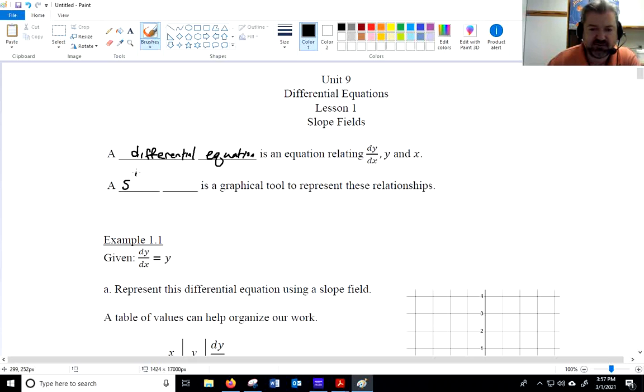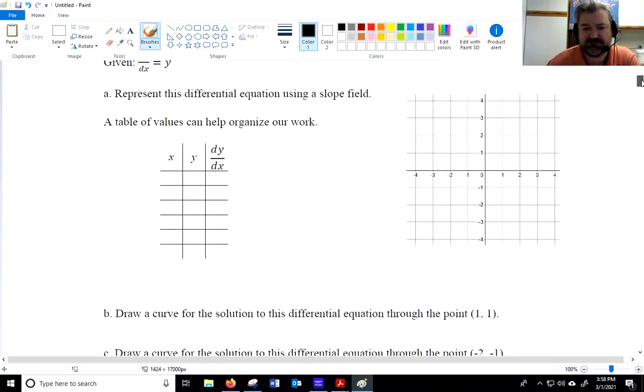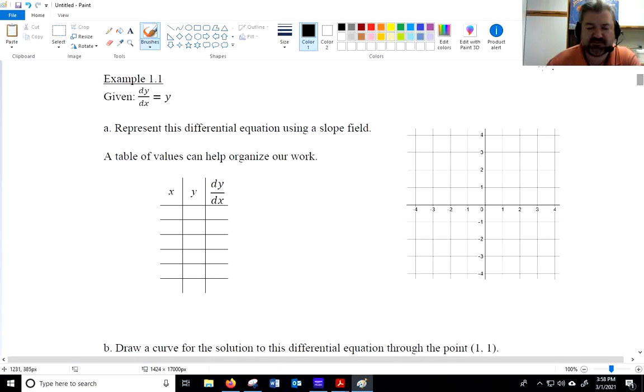And a slope field, or what some would call a vector field, but I'll just say the words slope field, is a graphical tool to represent these relationships. So let's take a look at one. So in our first example, we're given a differential equation dy/dx is equal to y. We're going to represent this differential equation using a slope field.